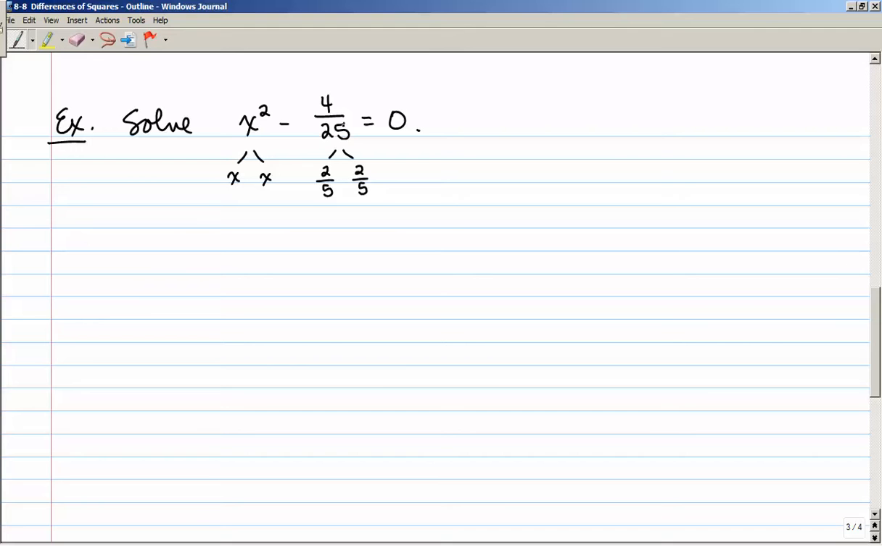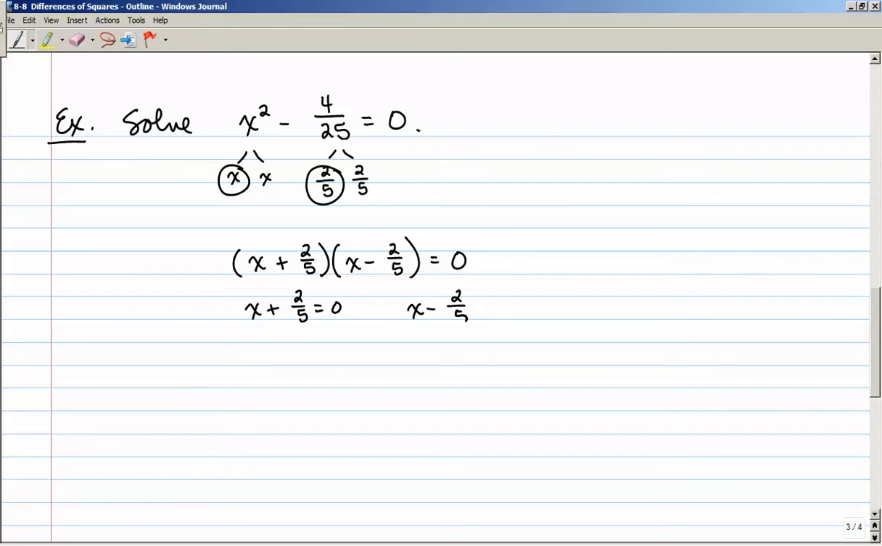So x is my a, 2/5 is my b, so this will factor into an x plus 2/5 times an x minus 2/5, and that equals 0. Using the zero product property, x plus 2/5 equals 0. X minus 2/5 equals 0. And subtracting 2/5 from each side, I have x equals negative 2/5. Adding 2/5 to each side, I have x equals a positive 2/5.